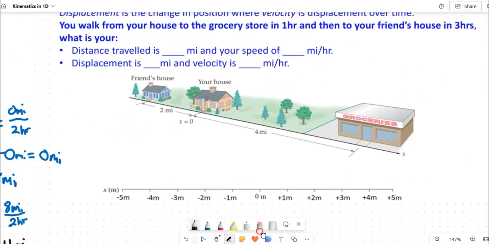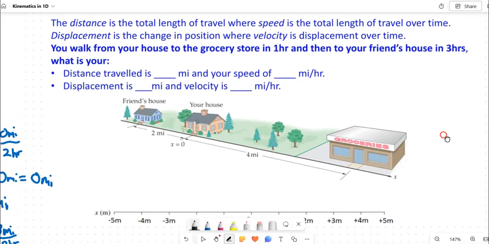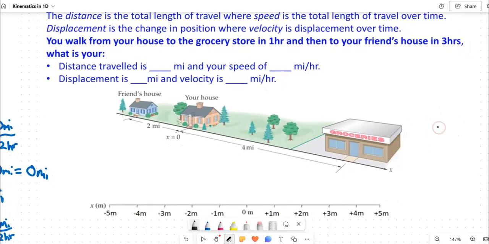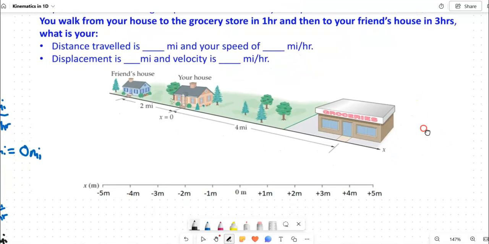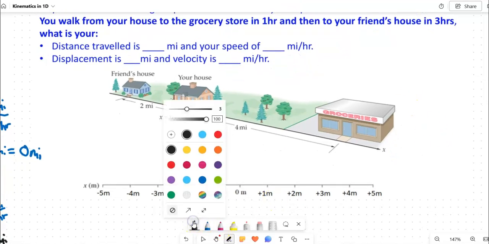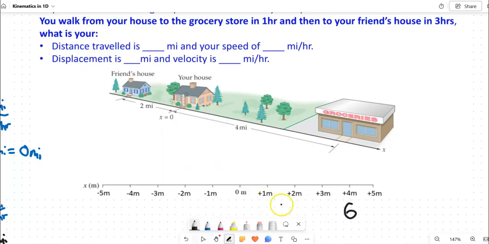Moving right along, we're going to take what we just learned and I want you to try this one on your own. Here's the situation, same thing. The grocery store is over here to the right, at the positive 4 mile mark. You live at the 0 mile mark, and your friend's house is at the negative 2 mile mark. Those are positions.